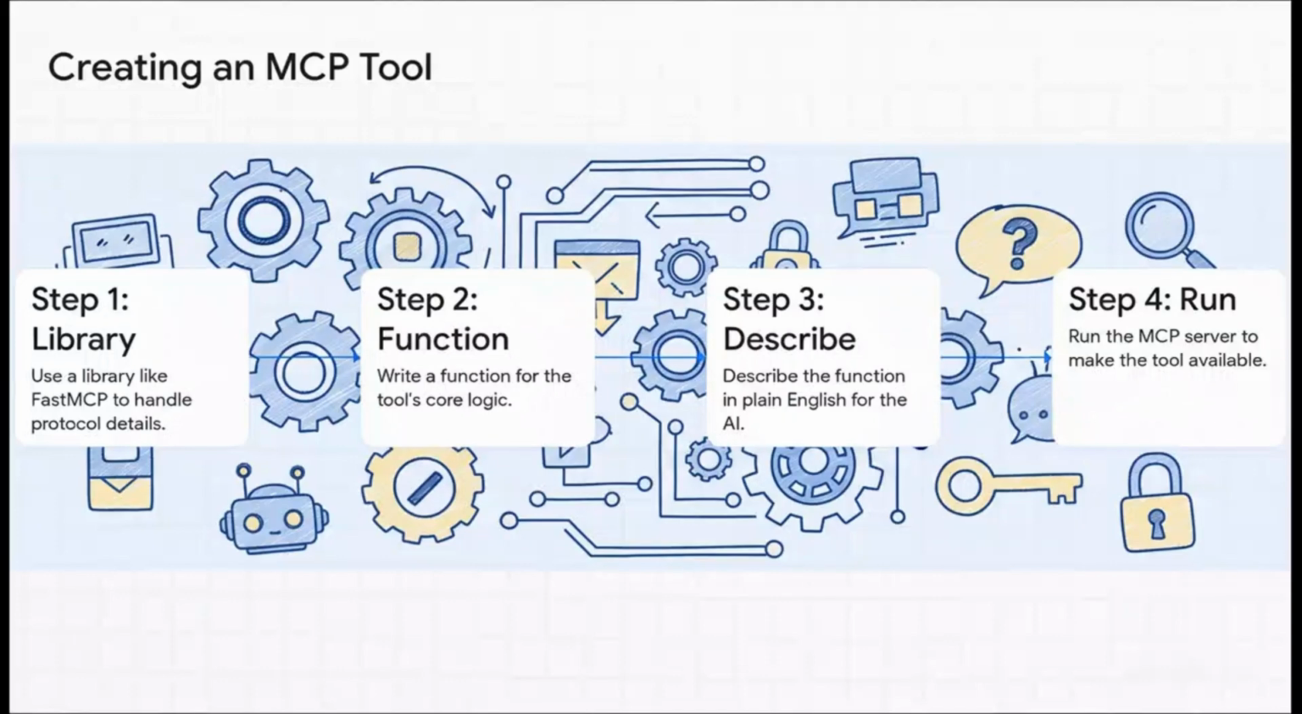Okay, so building a tool really comes down to 4 basic steps. First, you pick a library to handle all the tricky protocol stuff for you. Second, you write your function. This is the actual skill you want to give the AI. Then, you run the server to make it available. But honestly, it is step 3 that holds the real secret sauce.